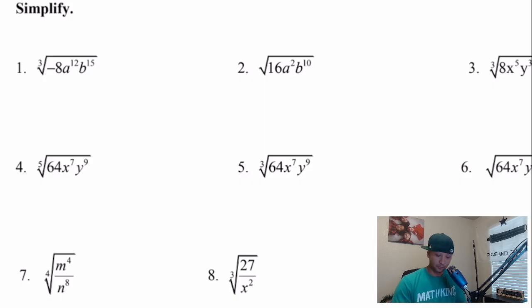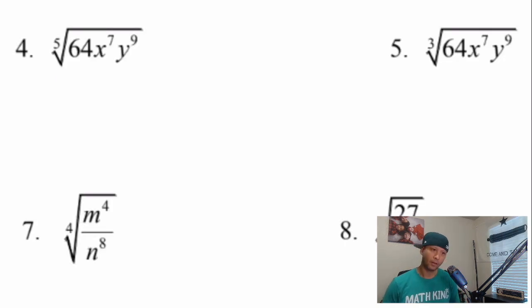All right, number two. Square root of 16 a squared b to the 10th. So I know that I can take the square root of each individual term. So square root of 16 is going to be 4. A squared will just be a. And b to the 10th, well, 10 divided by 2 is 5. So b to the 5th power. All right, number 4.